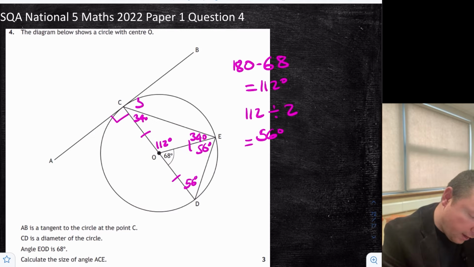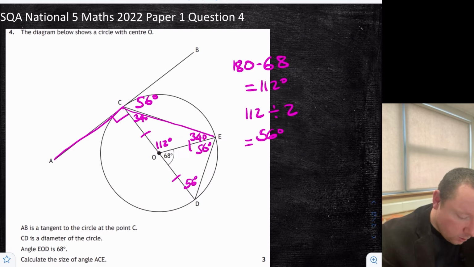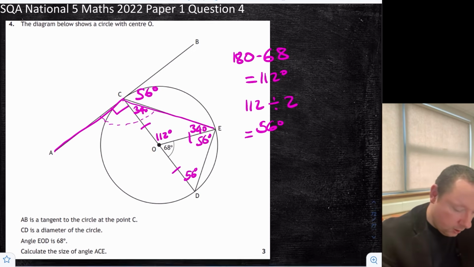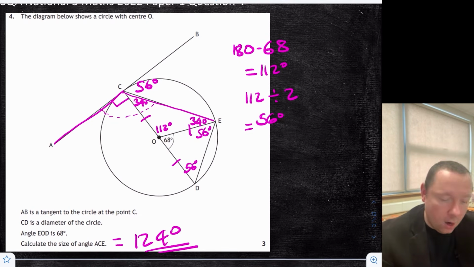And then identifying it, what we want is to go from here, A to C to E. So that is this angle inside here. So we didn't actually need that 56, we just need to know that was 90. 90 plus 34 is 124. So our angle is 124 degrees for our final mark.